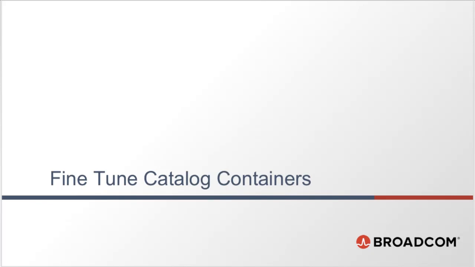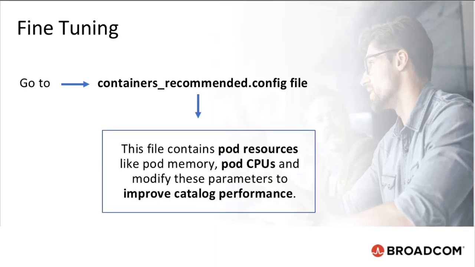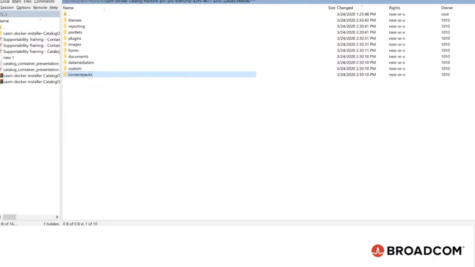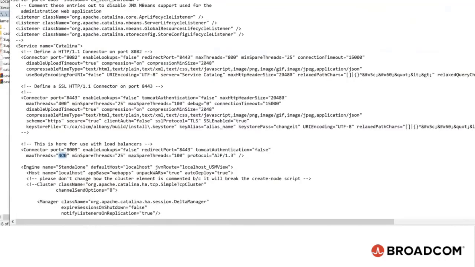To fine-tune catalog containers and improve performance, go to containers_recommended.config file. This file contains pod resources like pod memory, pod CPUs and modify these parameters to improve catalog performance. Similarly, modify the server.xml file. Server.xml is mounted in the Chasm Docker Catalog config file. Edit this file and change the max threads value. Default value is 400.